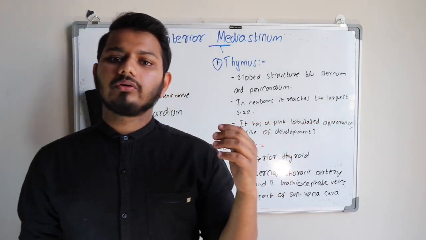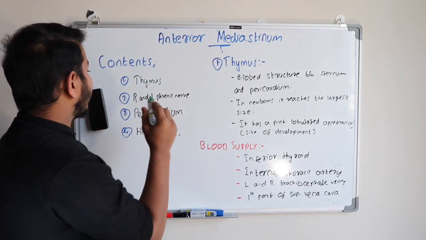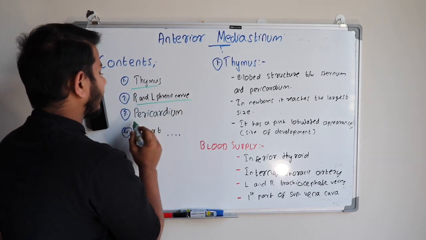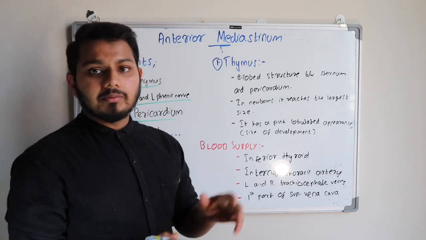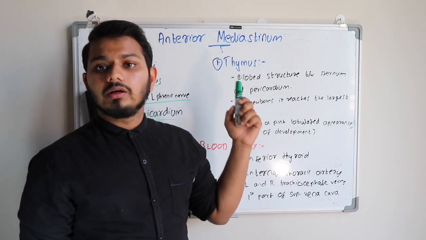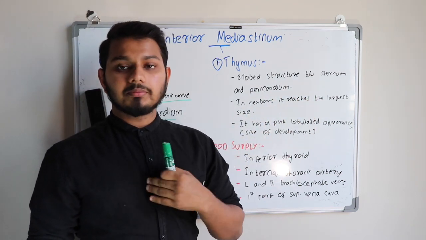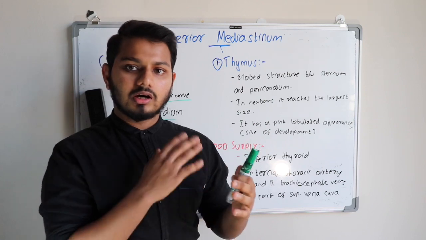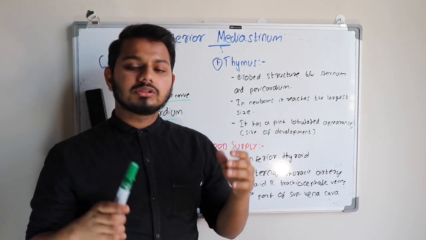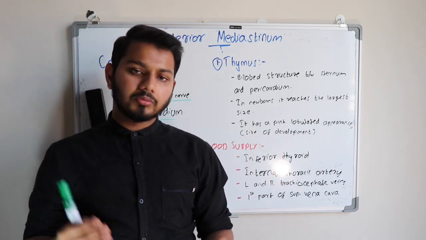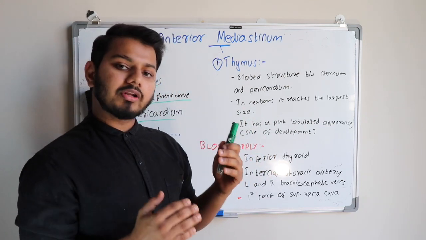Next we are going to talk about the anterior mediastinum. Its contents are the thymus, right and left phrenic nerves, pericardium, heart, etc. The first one is the thymus. It is a bilobed structure between the sternum and the pericardium, the outer sac of the heart. In newborns it reaches its largest size relative to the body, and it has a pink lobulated appearance, which is a site of development.